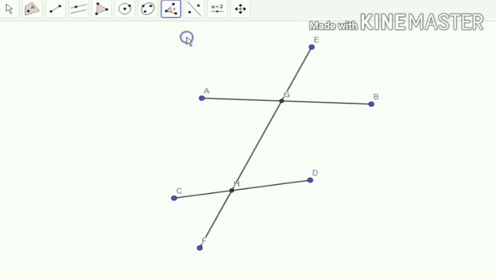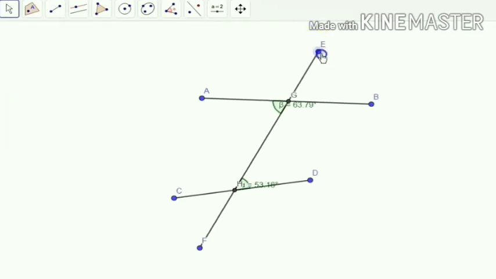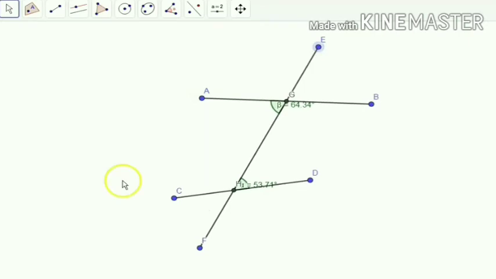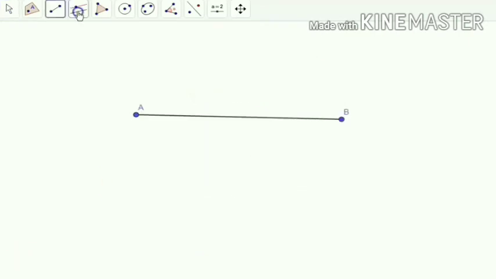Let's measure alternate interior angles. What do we observe? Both are not equal. So, let's rotate the transversal line and let's see whether they are equal at some point or not. What do we observe? They are never equal to each other. When lines are not parallel, then alternate interior angles are not equal.